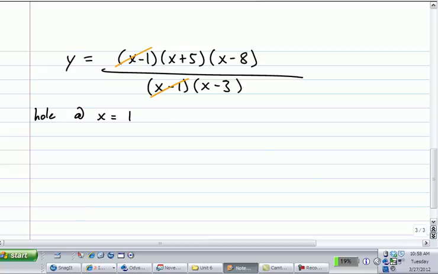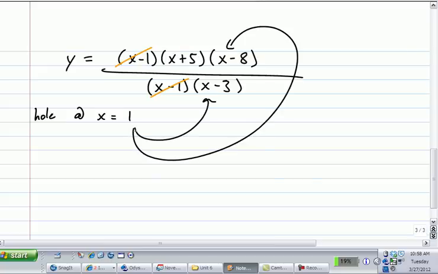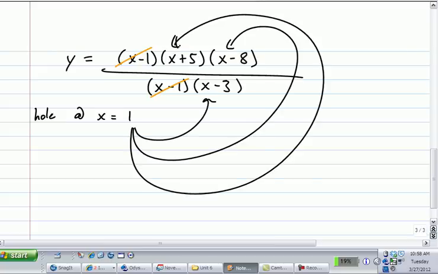It would be helpful to have the y-coordinate of the hole. So to get the y-coordinate, you're going to plug 1 in to the stuff that remains, kind of your post-cancellation. Plug 1 in. Tell me what you get. That'll give you the y-coordinate of the hole. So, why don't you and your neighbor see if you can agree on what the y-coordinate is?